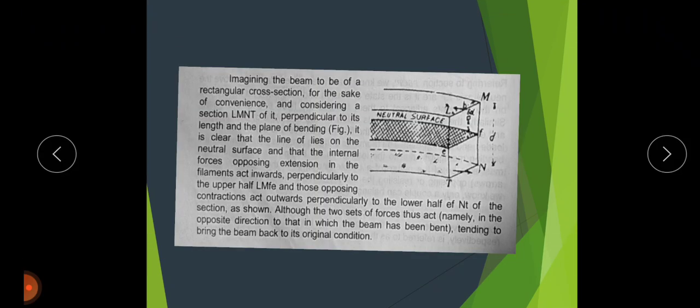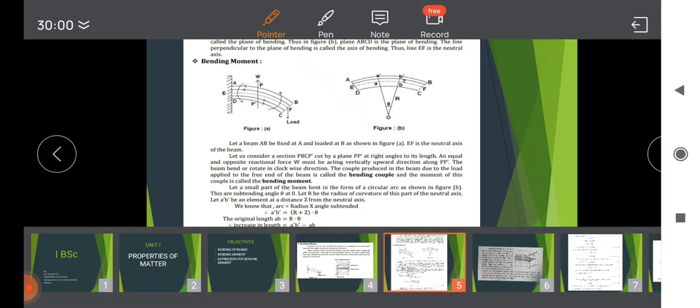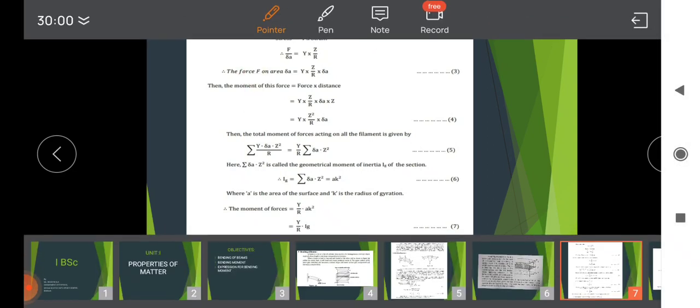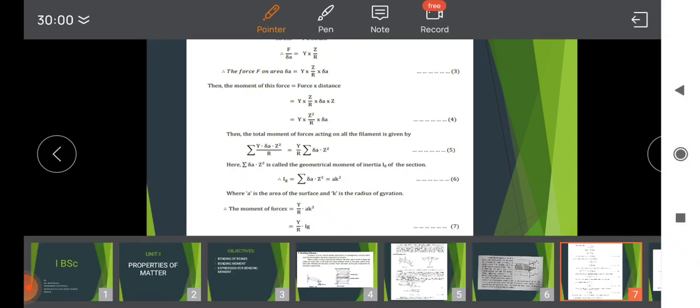We already know that strain is equal to Z divided by R. Then the force F on an area delta A can be expressed as F divided by delta A equals Y into Z divided by R. The area in the denominator goes to the numerator on the right hand side, so force F is equal to Y into Z divided by R into delta A, which is taken as equation number 3.